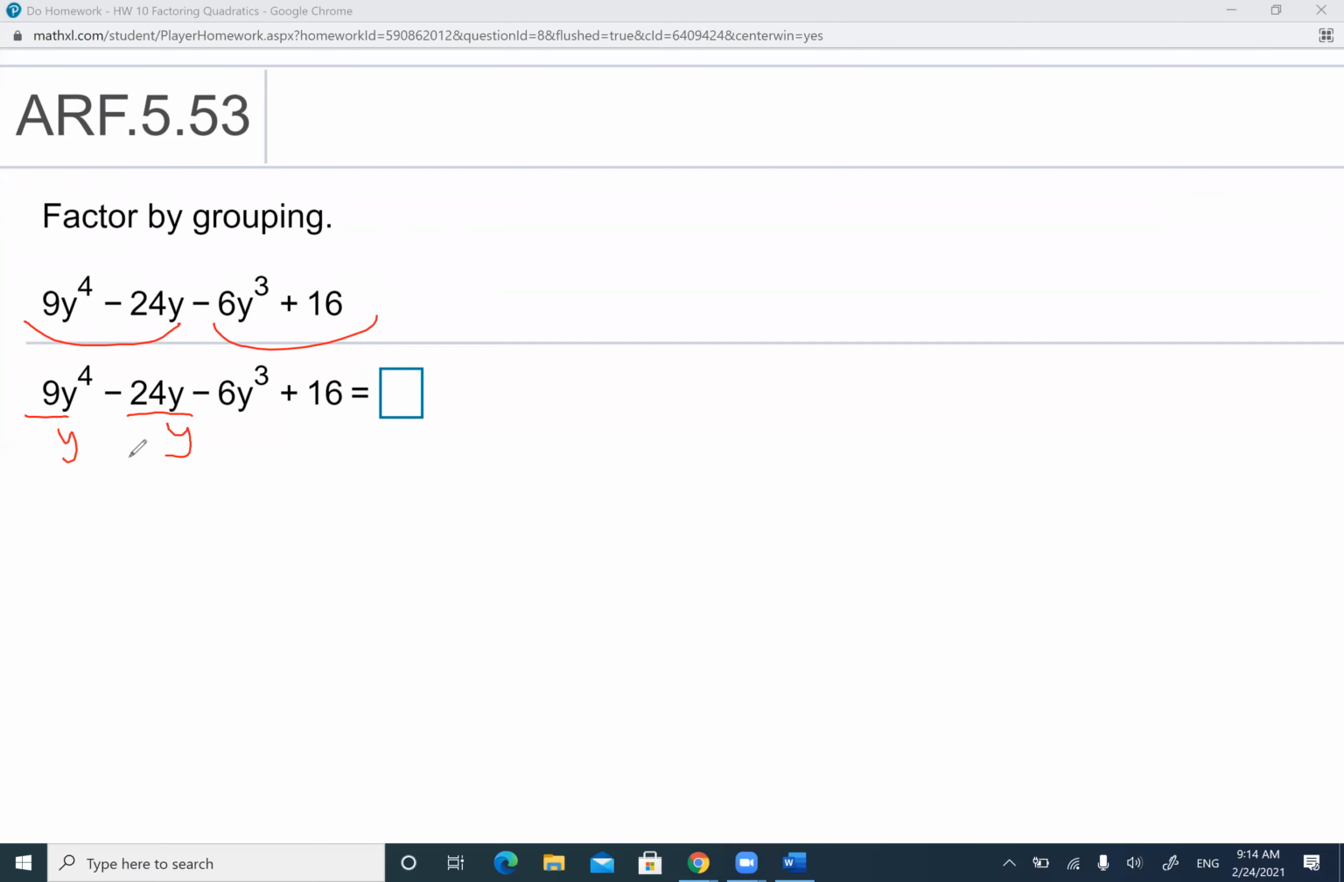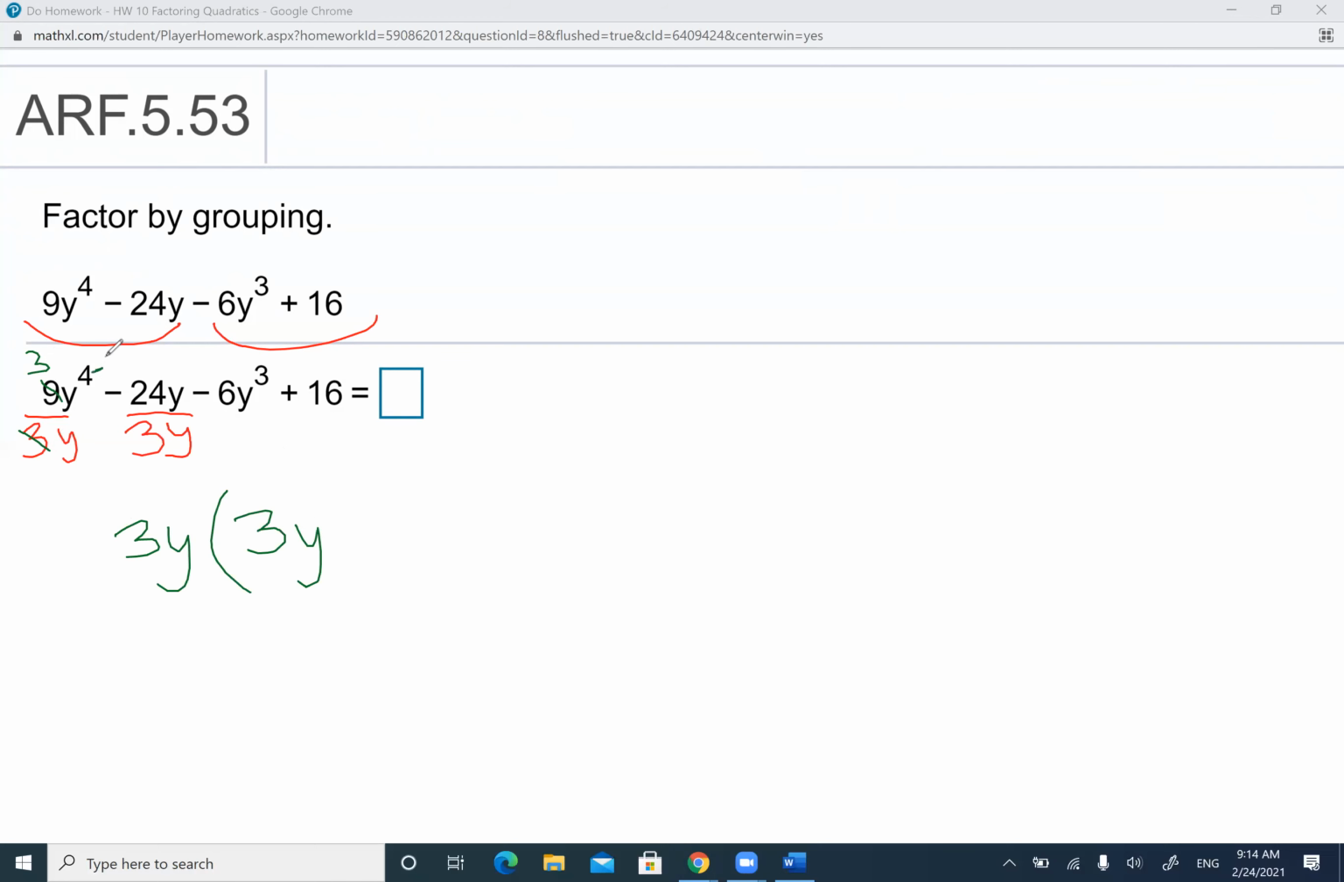But 9 and 24, what can you factor out? Is it 3? Yeah, only 3, right? So you're going to pull out 3y. So I'm going to factor out 3 and y. And then what is left? 9 divided by 3 is 3. And then what is left? Y. There is one y in the bottom, so when you subtract 4 minus 1, it's going to be y cubed. And then minus y cancel. 24 divided by 3 is what? 8, right? So this is the first group.